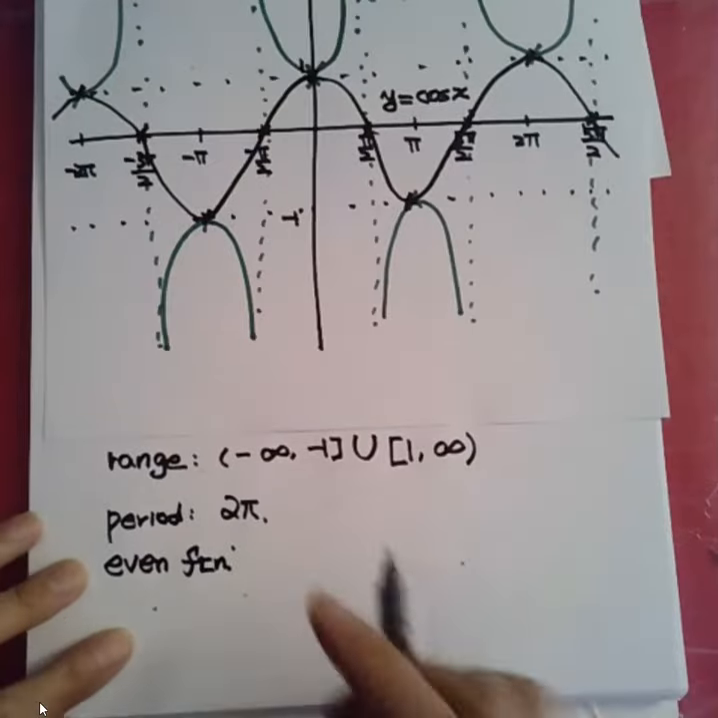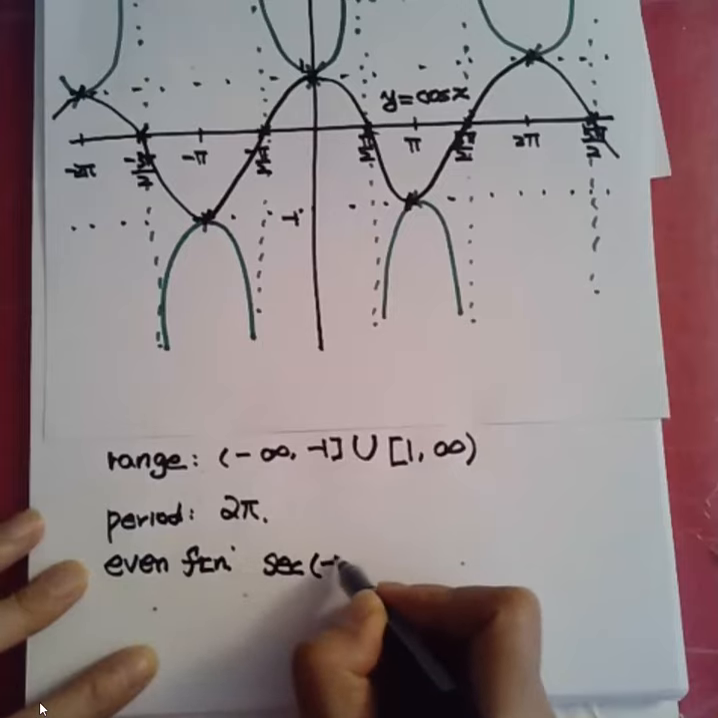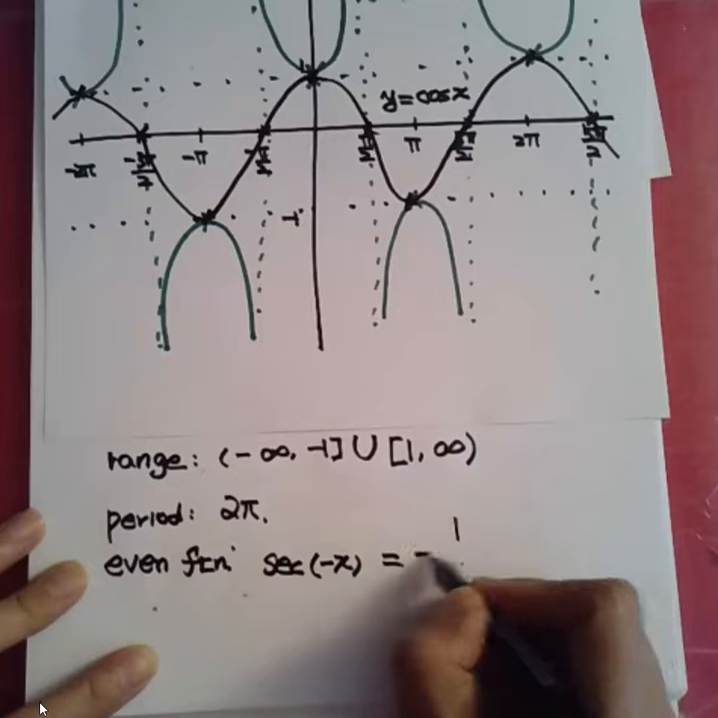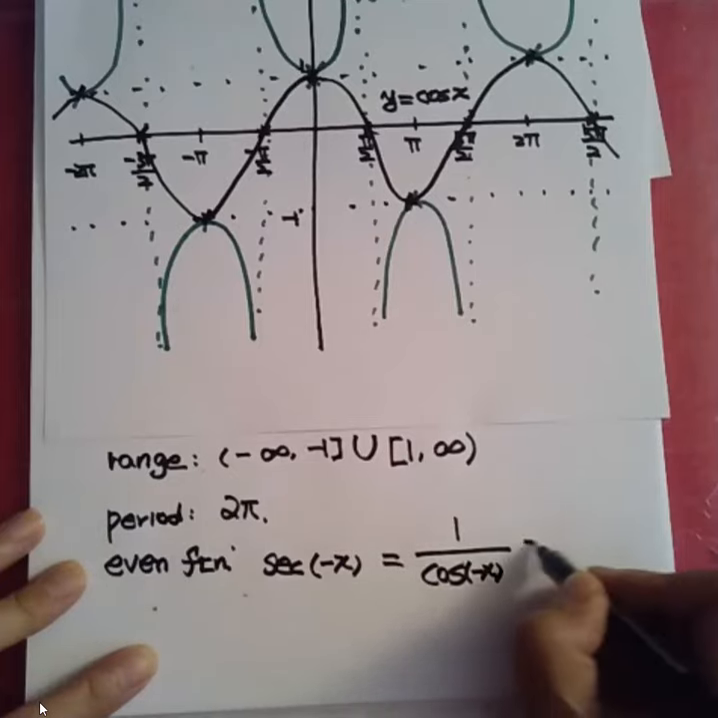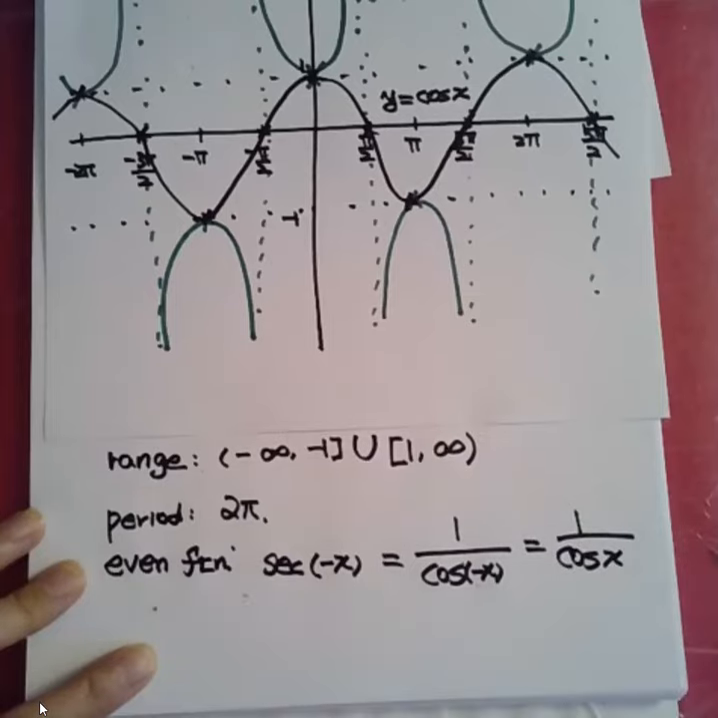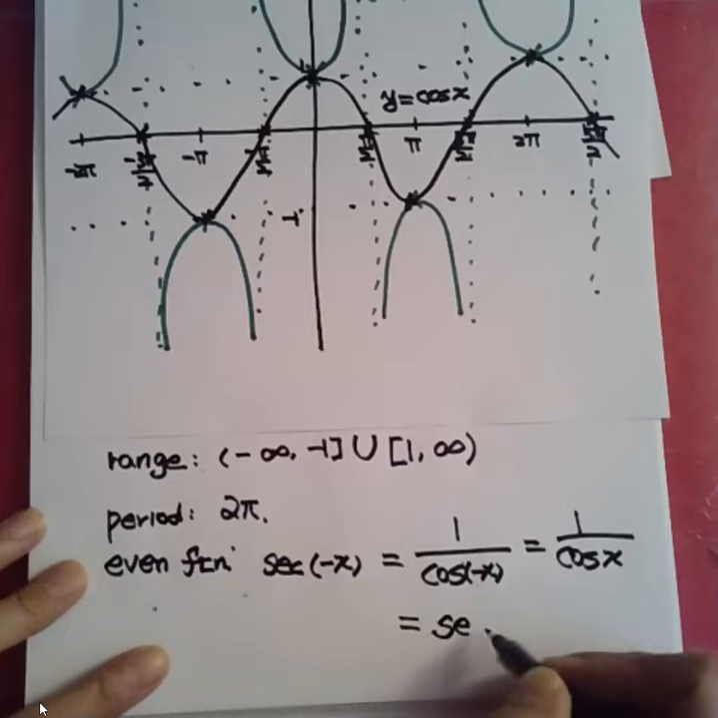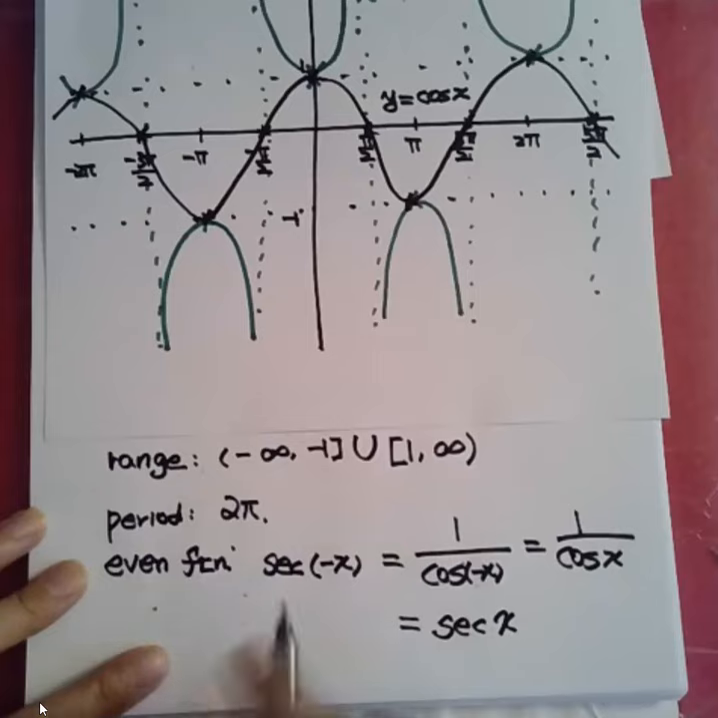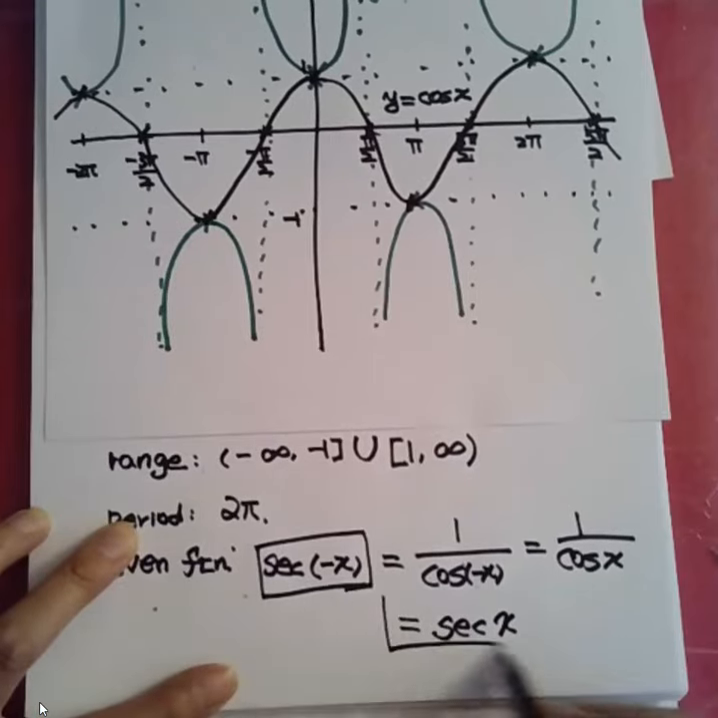because secant of minus x equals 1 over cosine of minus x. That is 1 over cosine of x. Cosine of x is an even function, so cosine those will be the same. Therefore, we can write it down as secant of x. So we know secant of minus x equals secant of x.